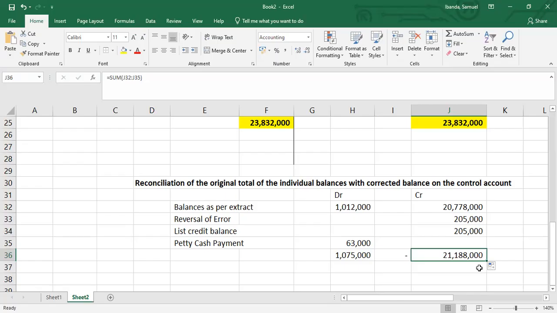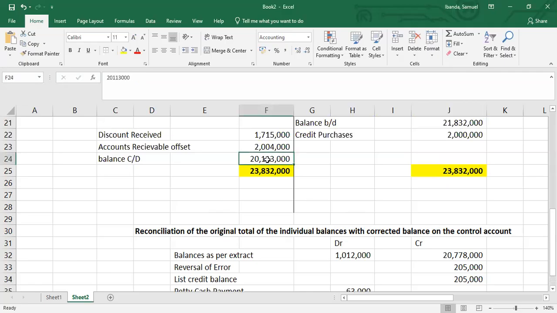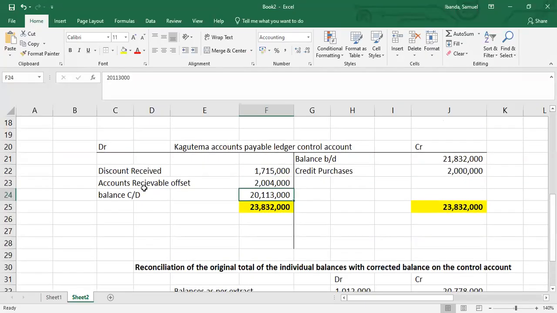So remember what we have with our balance. The balance carried down is basically a debit. Okay, this is a credit balance, because as we have it as a balance carried down there, it's actually a balance brought down on this other side. It is a balance brought down on this side.